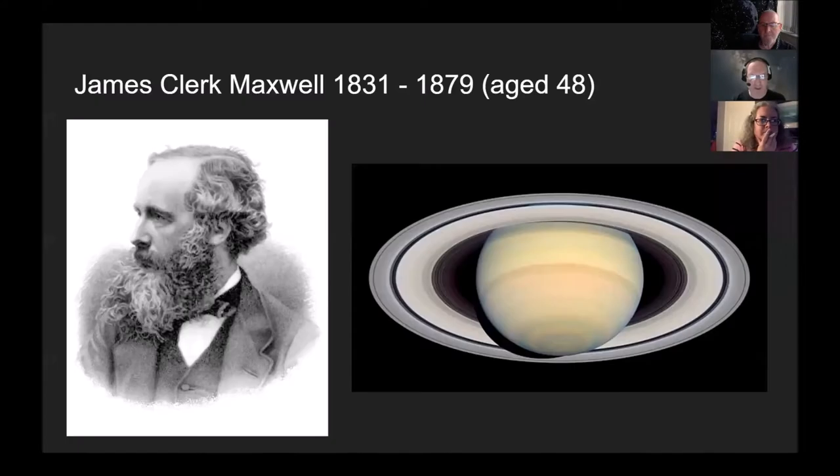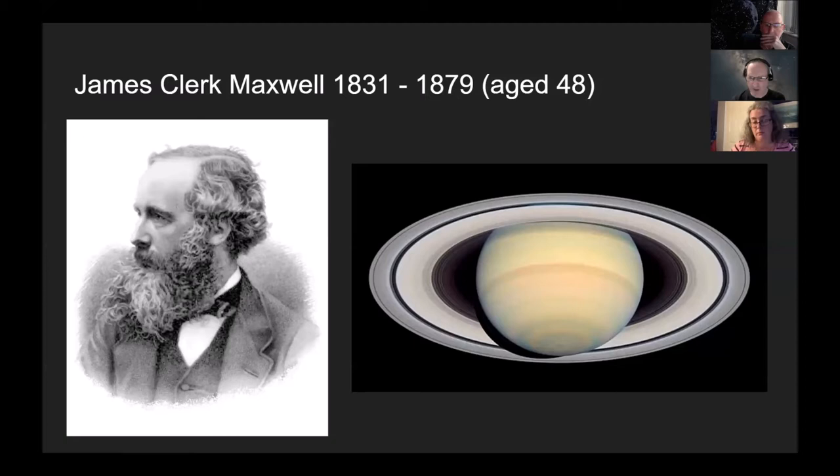The person who had the biggest impact here was James Maxwell. He really ought to be a great deal more famous than he actually is. For instance, one of the great discoveries he made was his analysis of Saturn's rings.